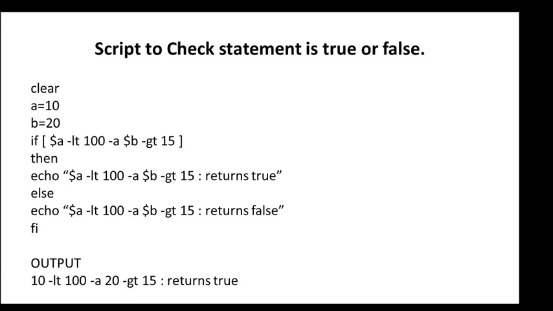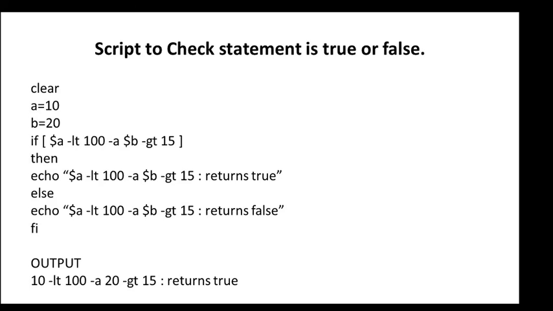Next example, script to check whether the statement is true or false. We have to check whether the statement is true or false. Initialize first, the values are initialized here. If the first number, LT means less than, if the first number is less than 100 and the second number is greater than 15, then the output will be true. Else, if this condition fails, it will return false.